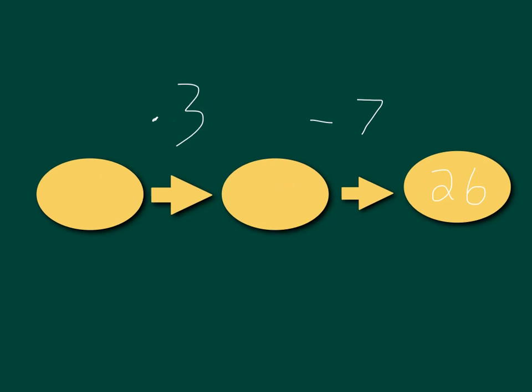Since we are going to work backwards, the last step said to subtract 7. So we're now going to add 7. 26 plus 7 is 33. The step before that said times 3. So now we are going to divide by 3. 33 divided by 3 is 11.